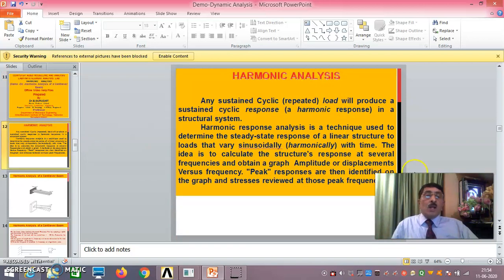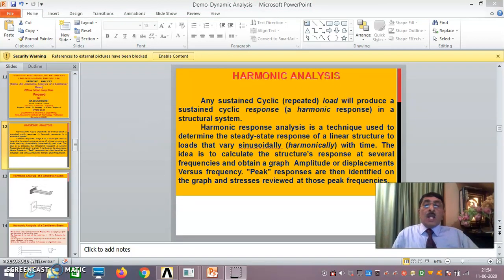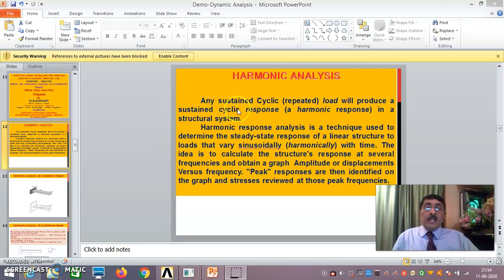See here, harmonic analysis is any sustained cyclic or repeated load that will produce a sustained cyclic response in a structural system. You will understand now. Harmonic response analysis is a technique used to determine the steady state response of a linear structure to loads that vary sinusoidally or harmonically with time.